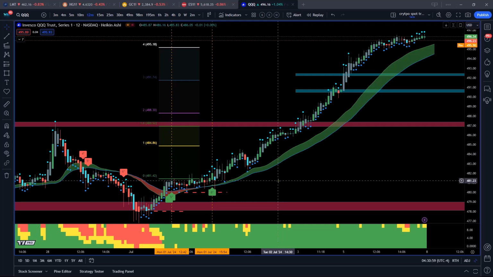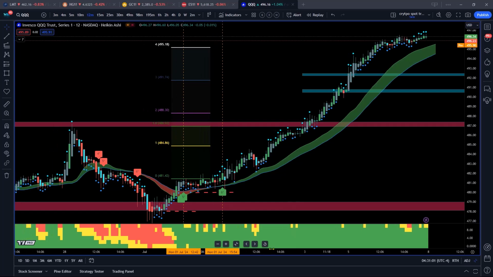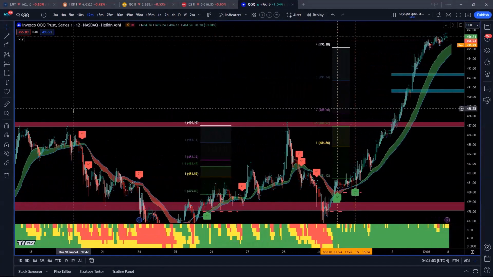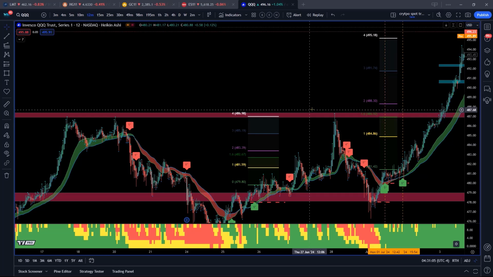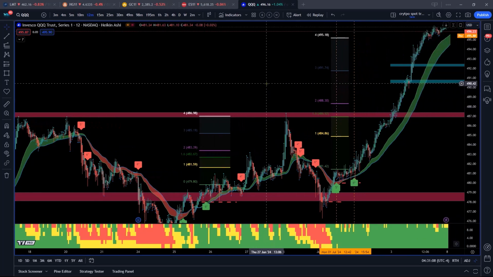If you're on a different platform, you must learn that basic skill of understanding where those pivots are and where those big support and resistance zones are on a higher time frame. So if you're trading on a 12-minute, look at the 30, the 60, and see where those major support and resistance zones are so you can frame your chart.